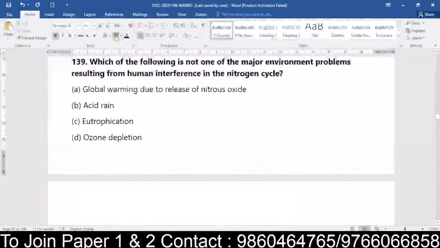139 is about which of the following is not one of the major environmental problems resulting from the human interference in the nitrogen cycle. So they are saying that this is not the major environmental problem: global warming, acid rain, eutrophication and ozone depletion. So the one among them that is not a major environmental problem resulting from human interference in the nitrogen cycle, which is not the right option.